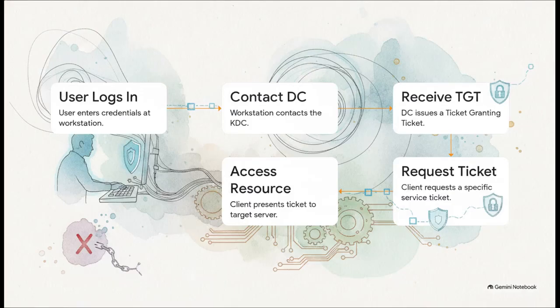Now, what's really fascinating is the invisible 5-step Kerberos authentication process that's happening in the background every single time a user logs in. You enter your credentials, your machine contacts the key distribution center on the domain controller, and you receive a TGT, which is a ticket granting ticket. You then use that TGT to request specific service tickets for whatever resources you need. The absolute beauty here is that your password is never actually transmitted over the network, which makes it vastly more secure than the old legacy NTLM authentication.